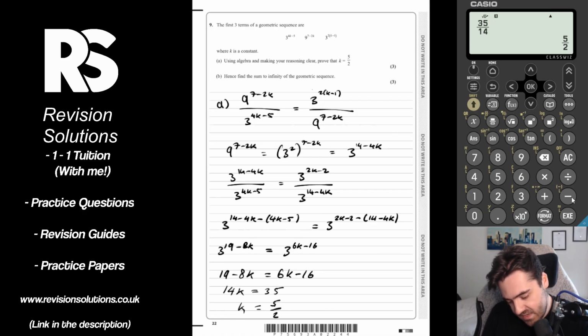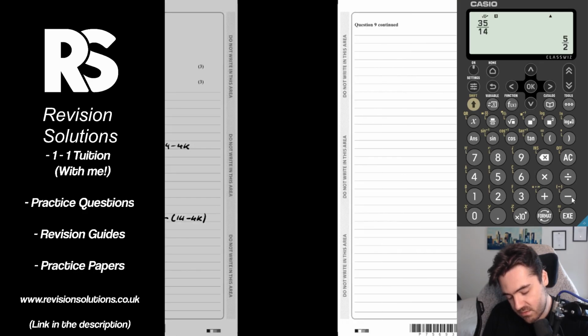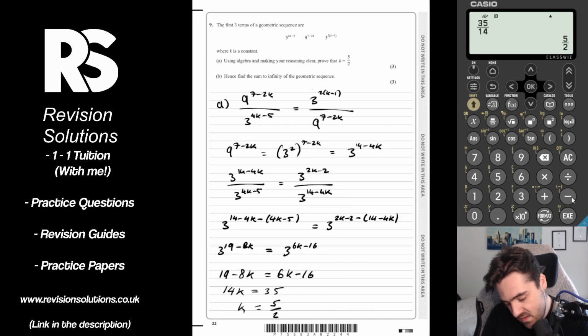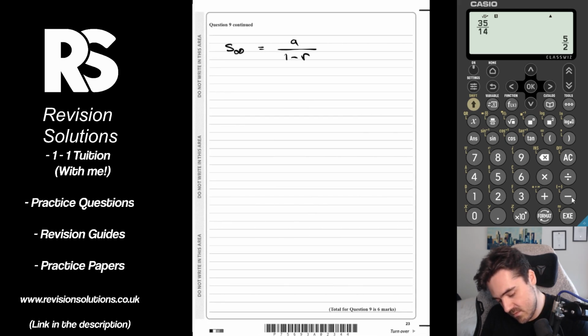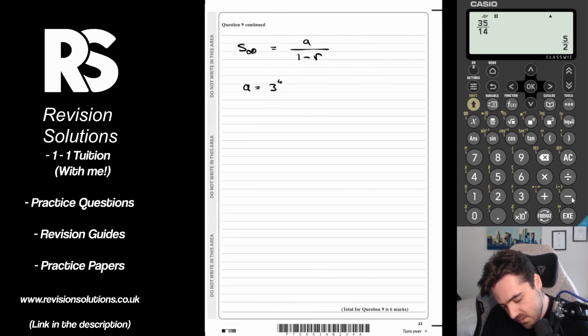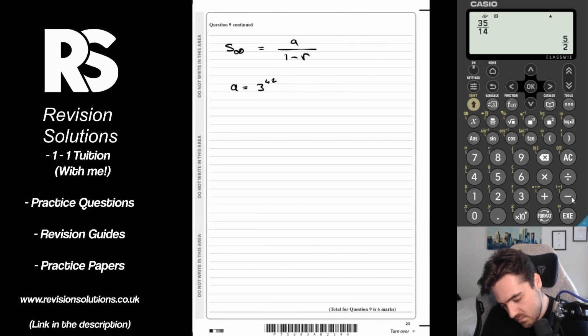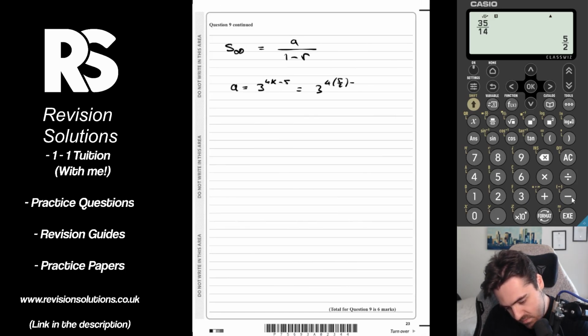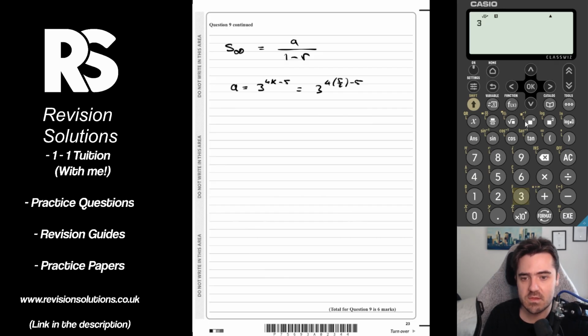Then for part B, it says, hence find the sum to infinity of the geometric series. So that's a given formula. S infinity is a, the first term, over 1 minus r, the common ratio. So we need to find a and r. Well, a is just the 3 to the 4k minus 5. So that's 3 to the power of 4 times 5 over 2, minus 5.